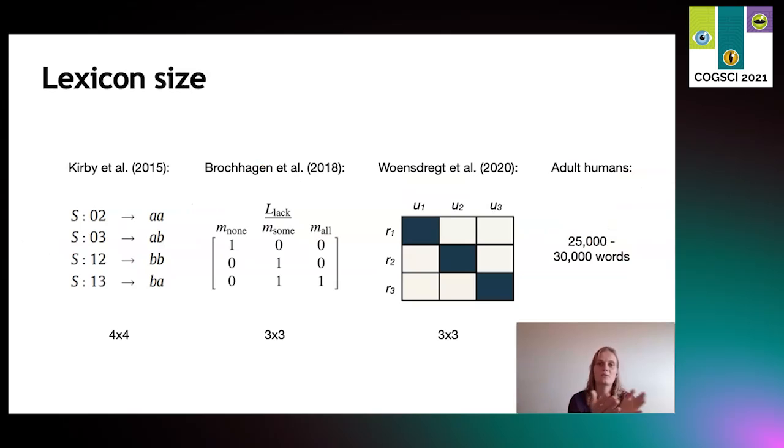Now, something that struck us when we looked at existing iterated Bayesian language learning models, and also when we used these models ourselves, is that these models always use very small languages. So here are some examples. A lexicon of 4 signals by 4 meanings, 3 signals by 3 meanings, and that is virtually microscopic if we compare it to the actual vocabularies that adult humans know, which consist of tens of thousands of words. So this observation made us wonder whether these models can, in principle, be scaled up to this more ecological scale, in other words, whether these models are tractable or not.